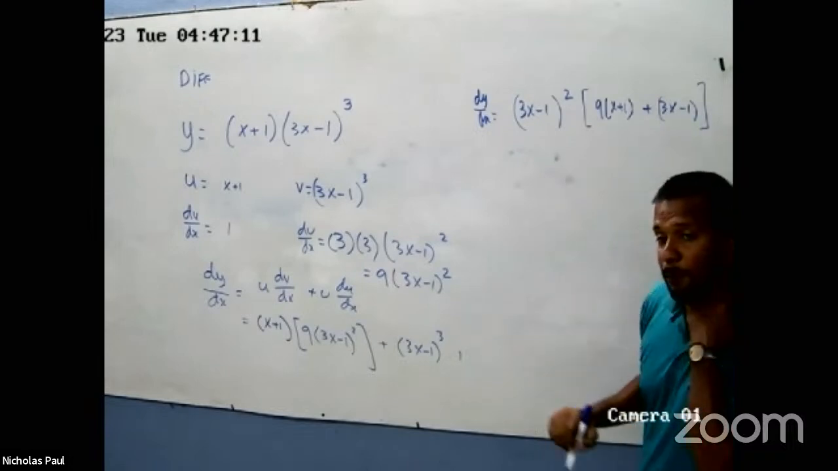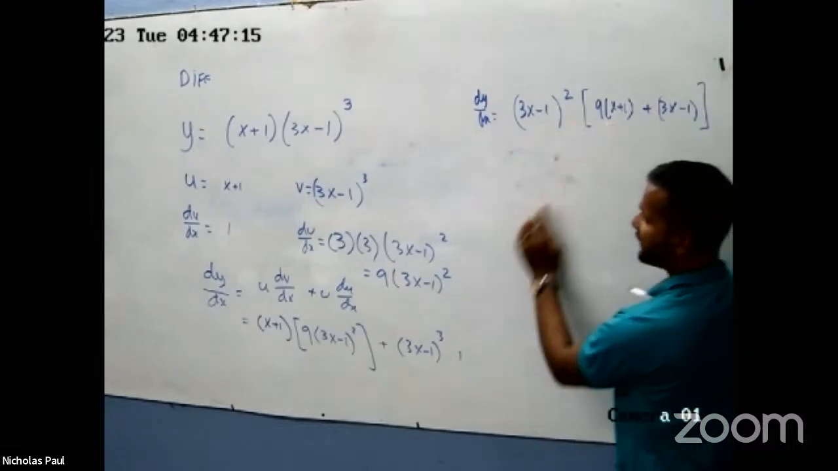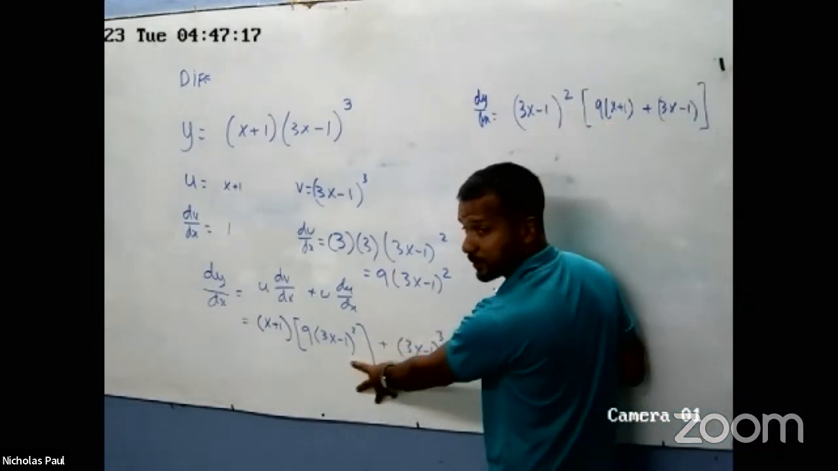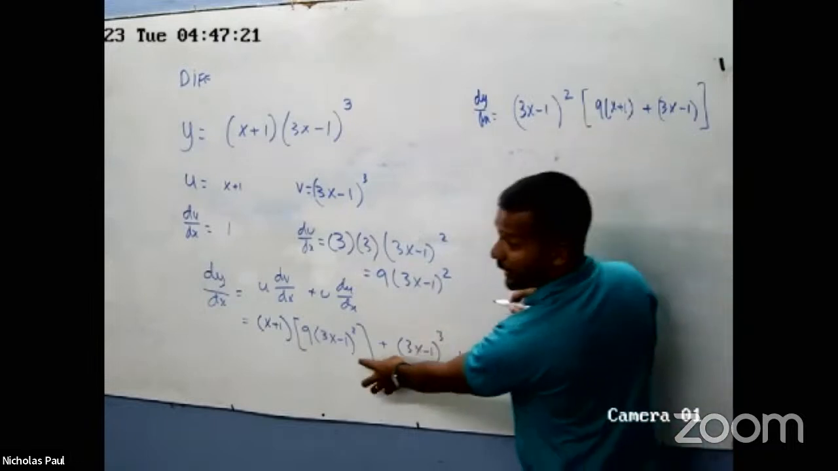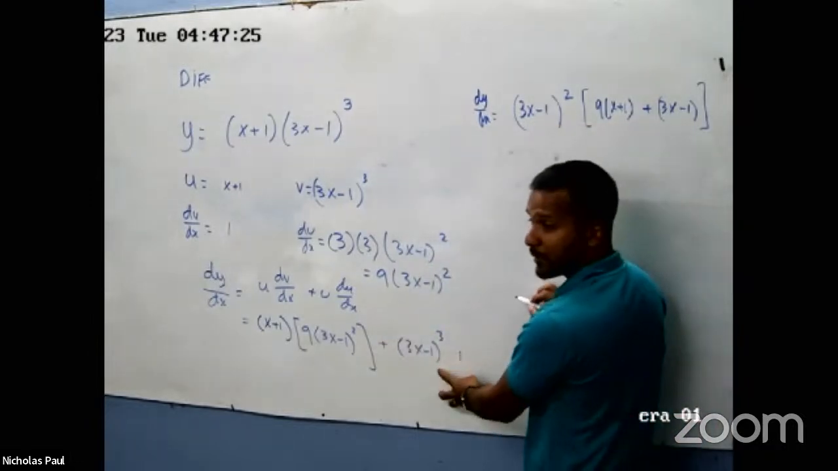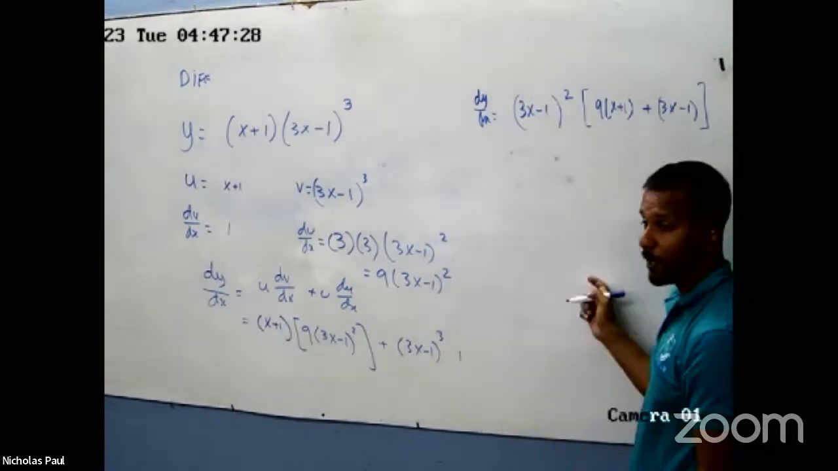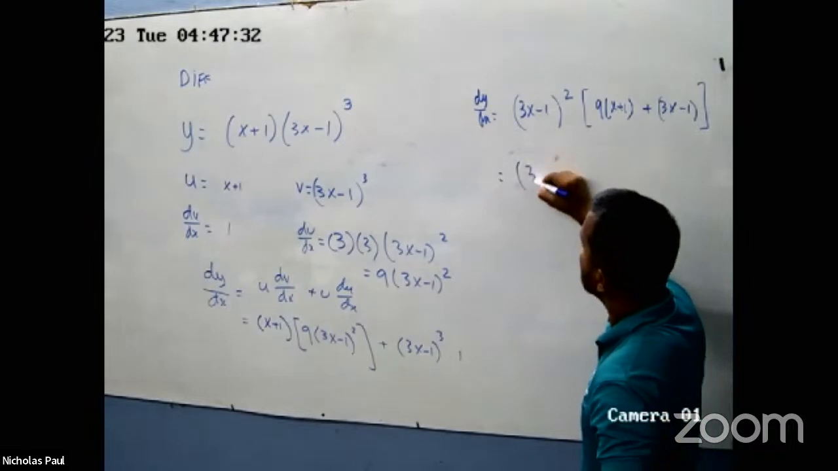Before you move on, multiply this by this and see if you're getting this. Multiply this by this and make sure you're getting back this. So before you move on, check and make sure you factorize properly, and then wrap it up.